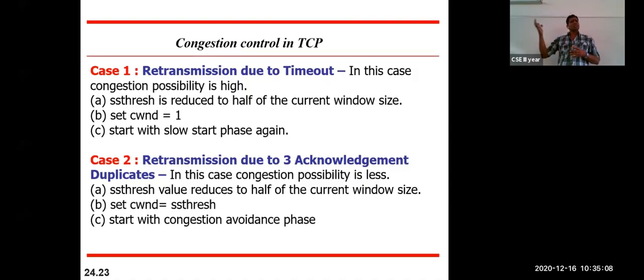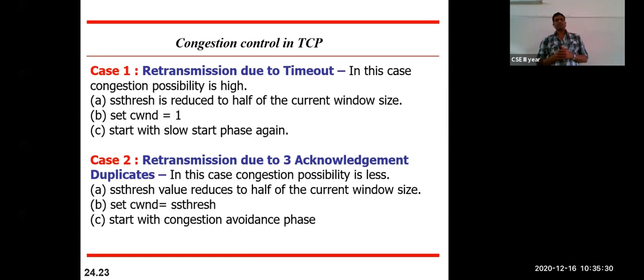Now, if an acknowledgement doesn't come back, the timer has expired. Do you think there is a congestion in the network? The chances are high. Assumption, yes, there could be a chance. So, case 1, retransmission due to timeout. In this case, congestion possibility is high. Then what should happen? This is what will happen.